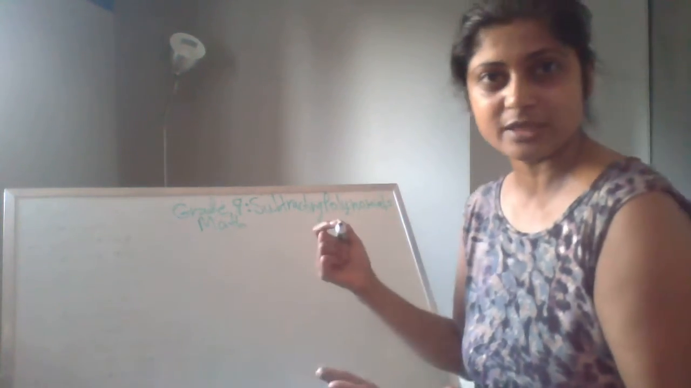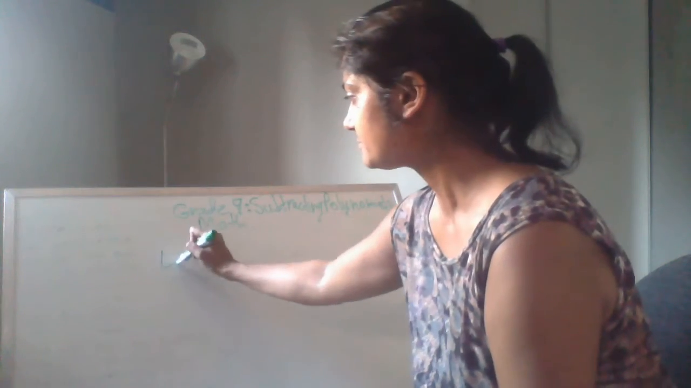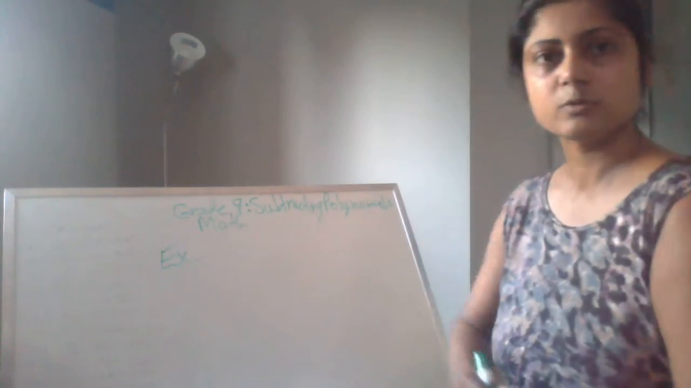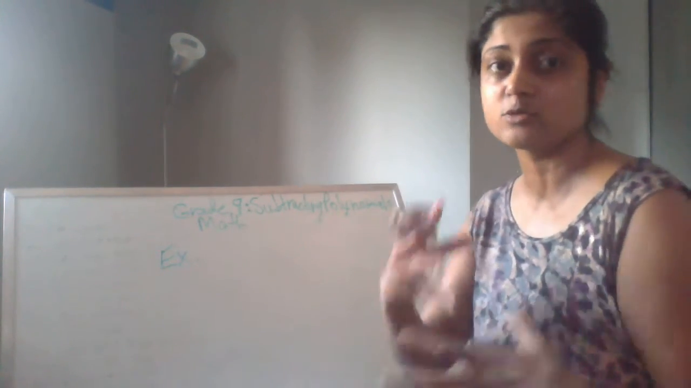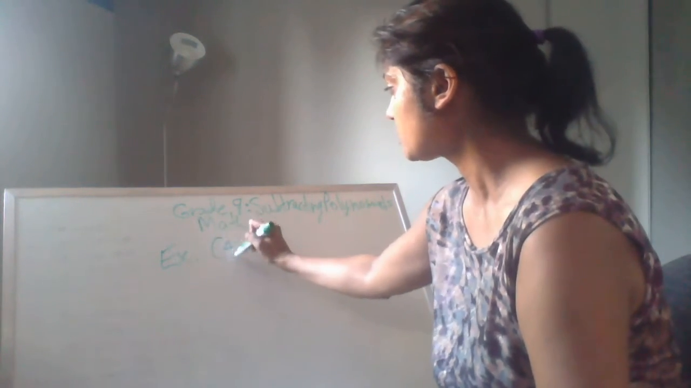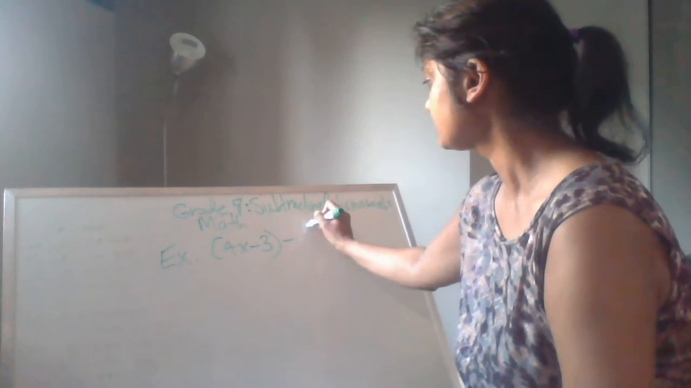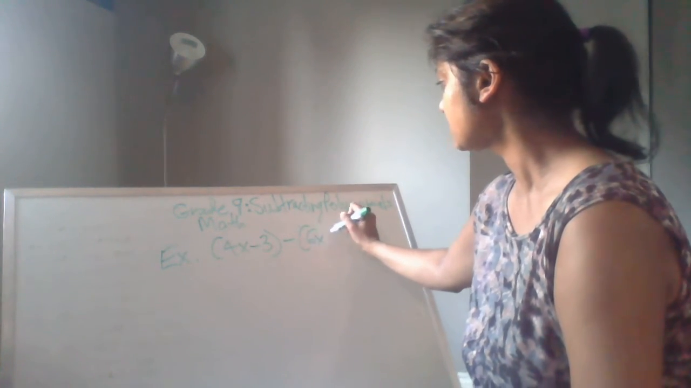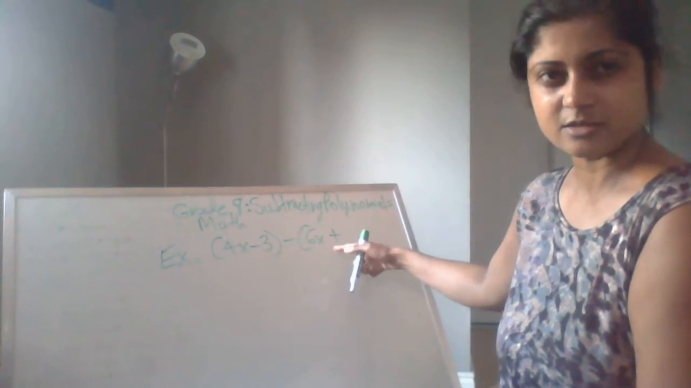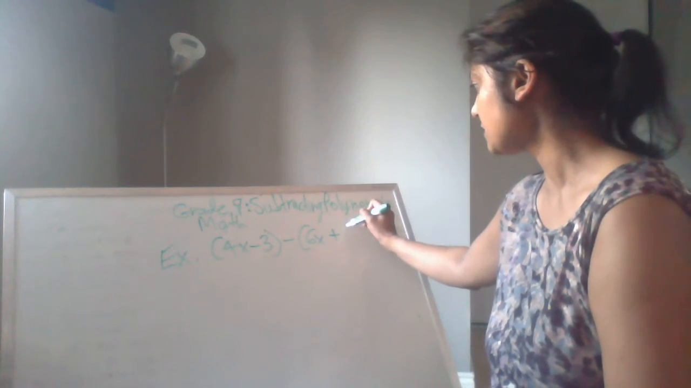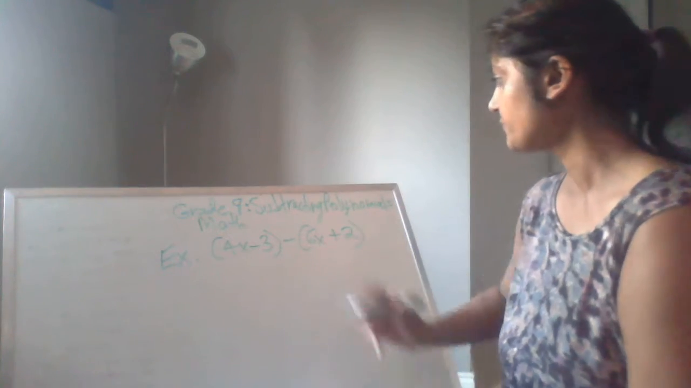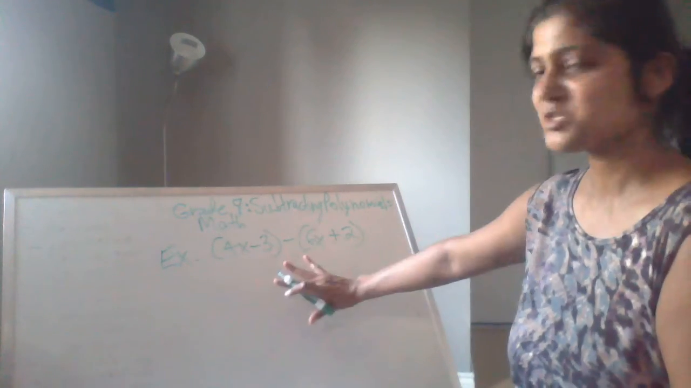Okay, so we're going to start with one example here, and then we will jump into the textbook and do a more complicated question. So let's try an example here. We're going to do 4x minus 3, minus 6x. I'm going to change the signs around a little bit, so let's do plus 2. So this is our example here.